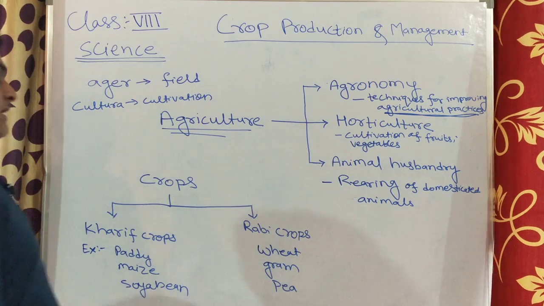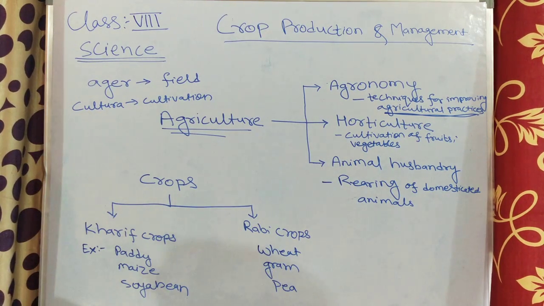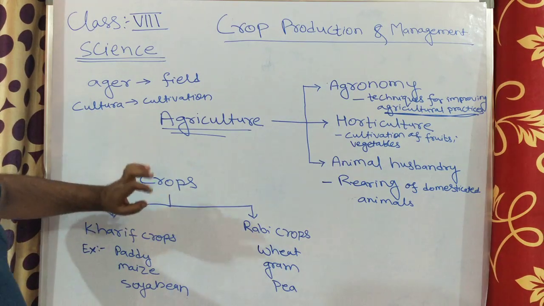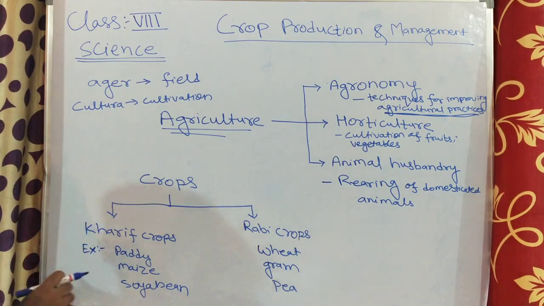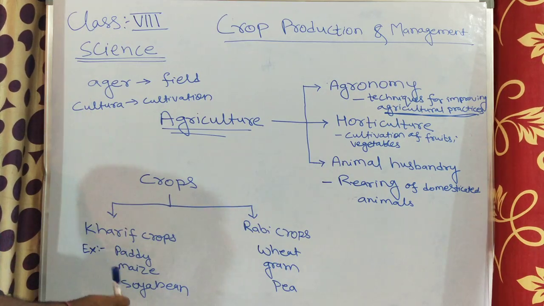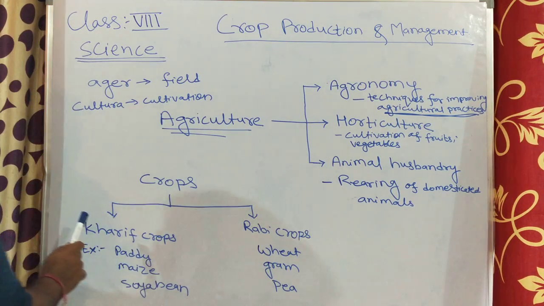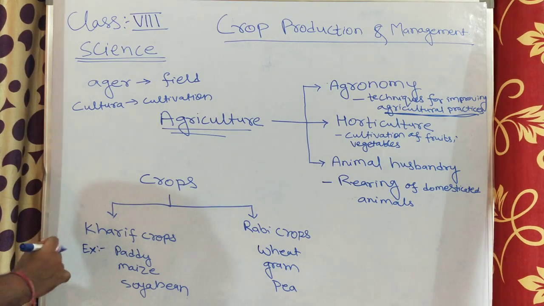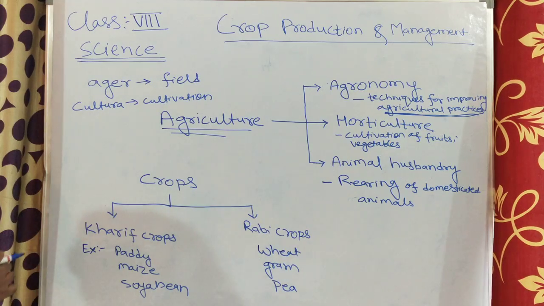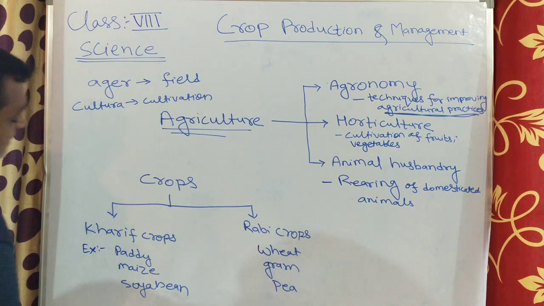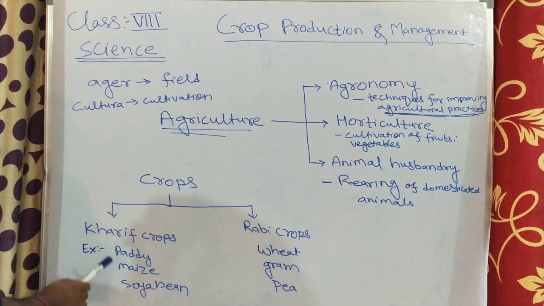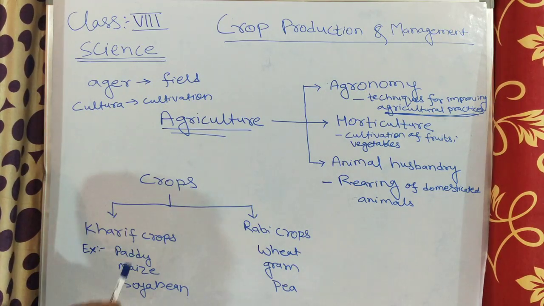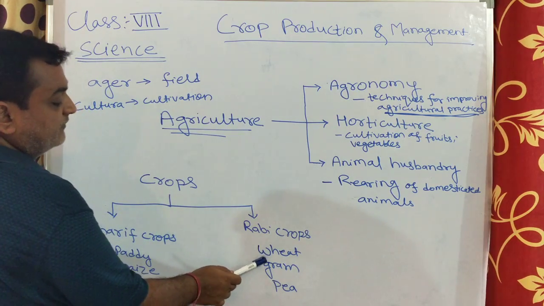If the plants of the same kind are grown on large scale, then those are called crops. Crops are of two types, kharif crop and rabi crop. The crops which are sown in rainy season are known as kharif crop. Examples of kharif crops are paddy, maize, soyabean. And rabi crop. Examples of rabi crop: wheat, gram, pea.